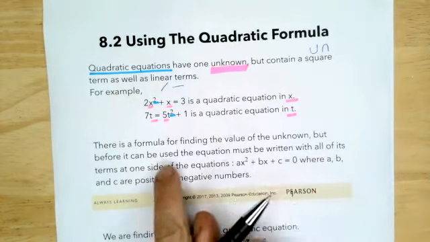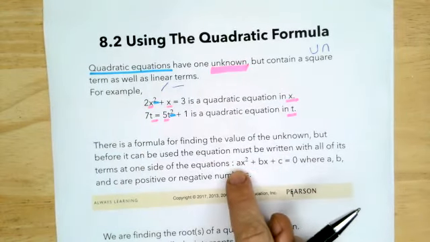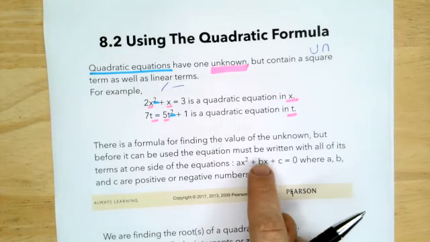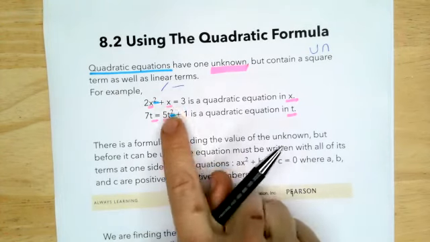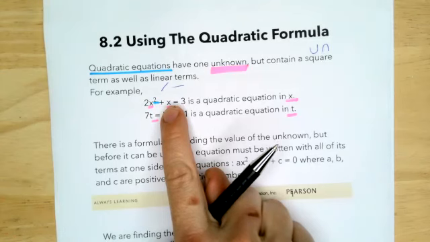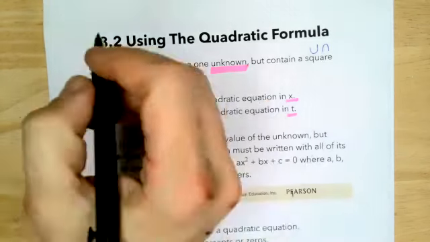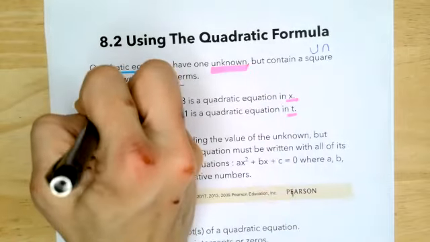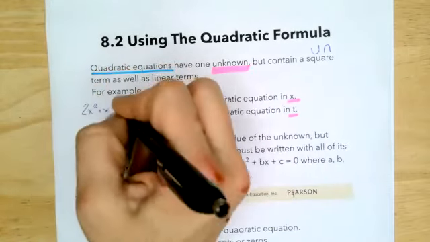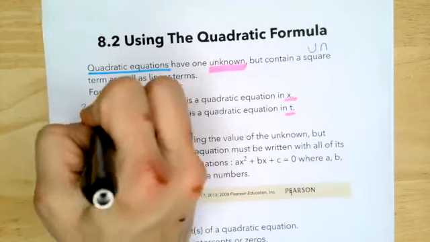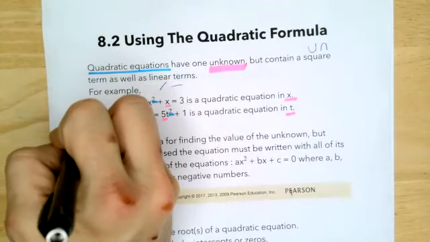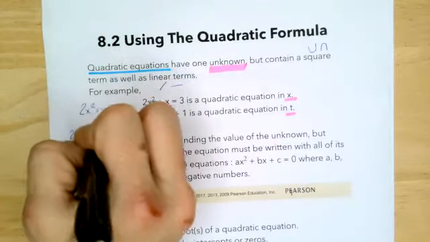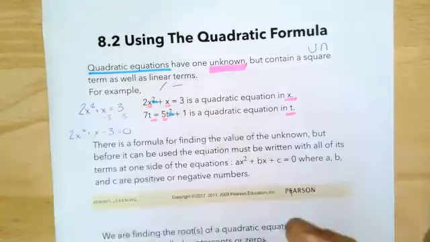All this is saying is that we need to write it in the form ax squared plus bx plus c equals 0. So that is not in that form right now. That's 2x squared plus x equals 3. If we were going to put it in that form, we would move the 3 over, right? So we would subtract 3, and it would be 2x squared plus x minus 3 is 0, right?